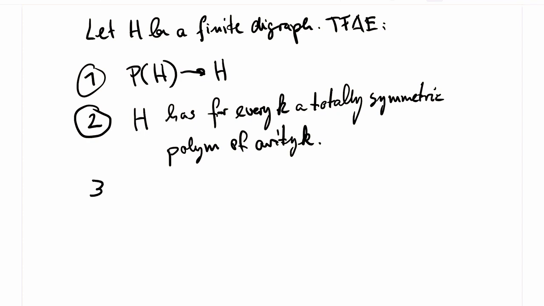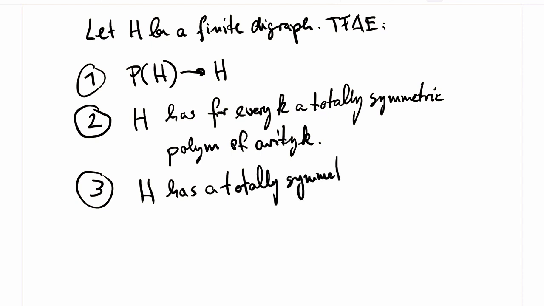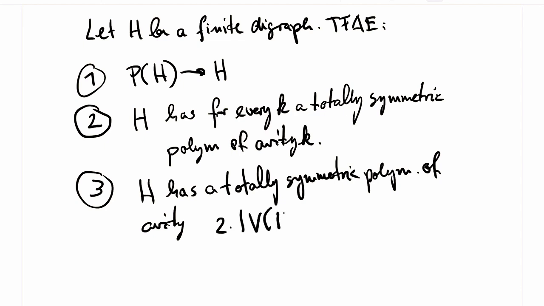And the third item allows me to bound the arity k. The bound will come from the proof. H has a totally symmetric polymorphism of arity 2 times the number of vertices of H. That's enough.